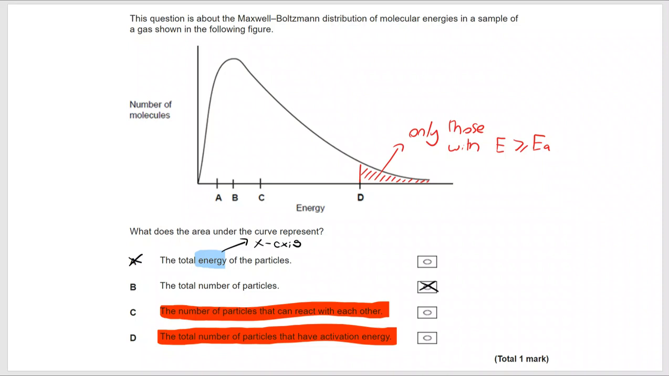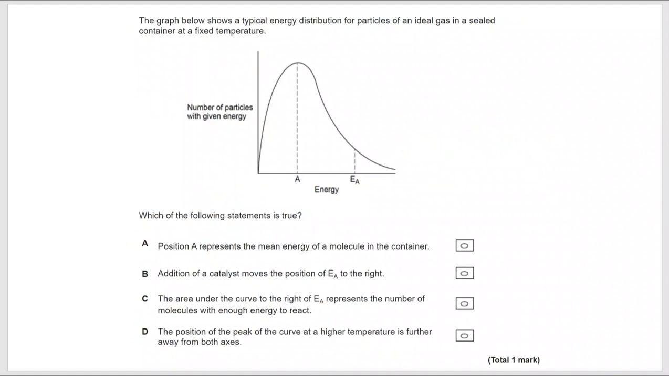That leaves us with B, which is the total number of particles, one of the fundamental principles you have got to remember when learning Maxwell-Boltzmann. Next question.